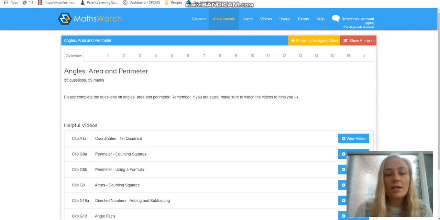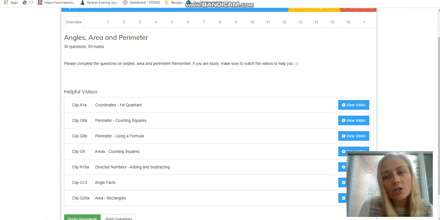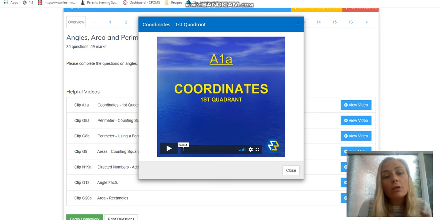So the first question is all about coordinates, okay? So that's kind of, along the corridor and up the stairs, so making sure you know the point that something's on. So for example, if it's along 3 and then up 4, it would be the coordinate 3, 4. Okay, so that's your first one. If you're struggling, make sure you press view video and then it'll pop up with a video like this, and then you can watch the video. They're really short, and then you'll understand exactly how to do all of the questions, okay?